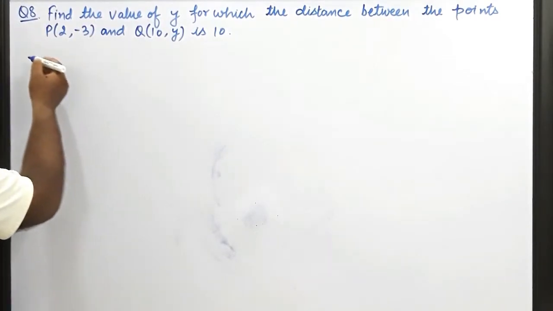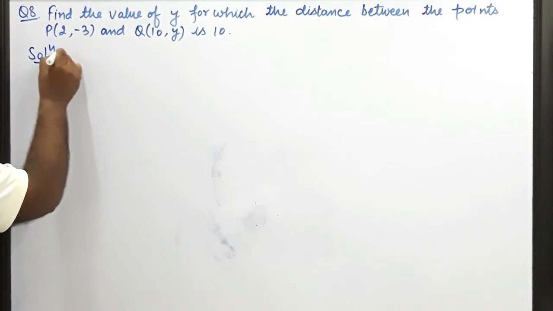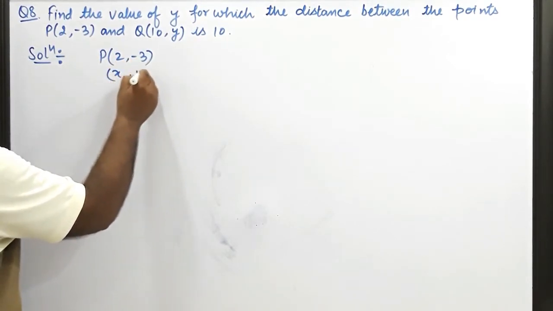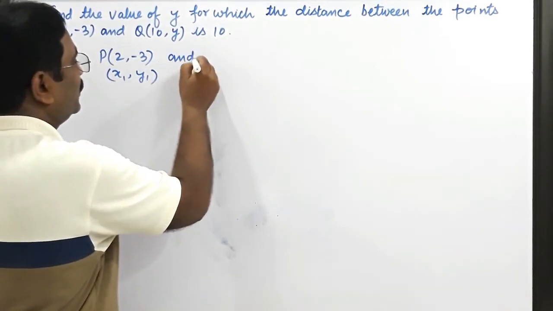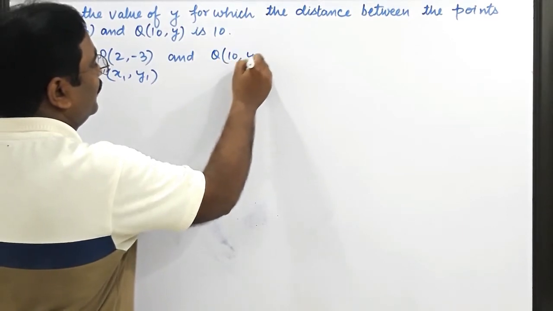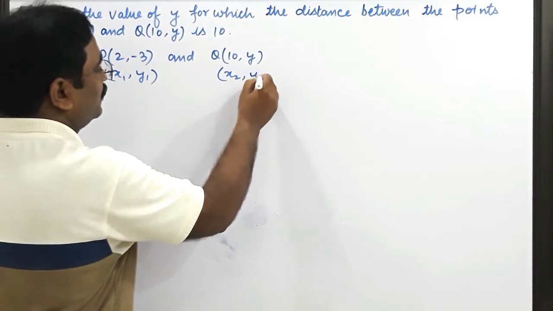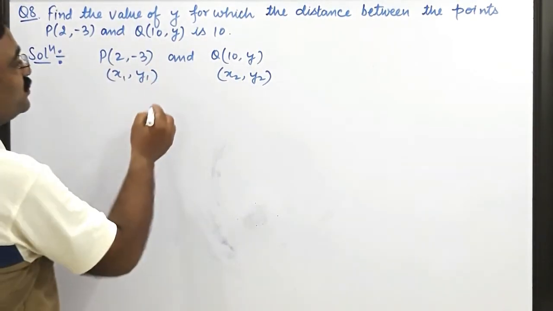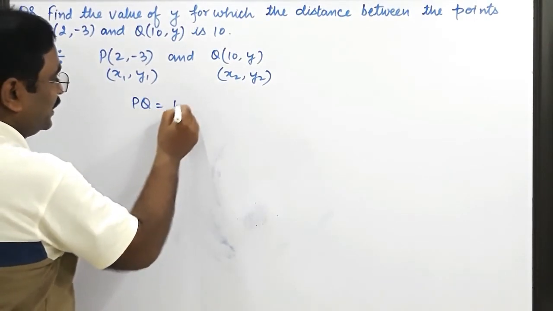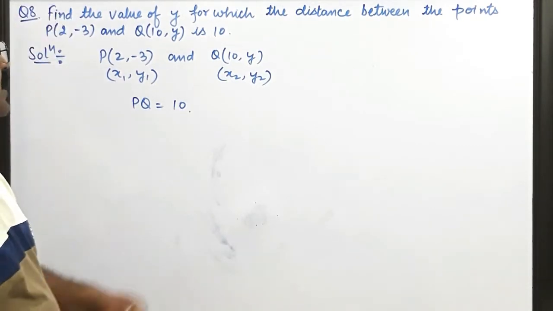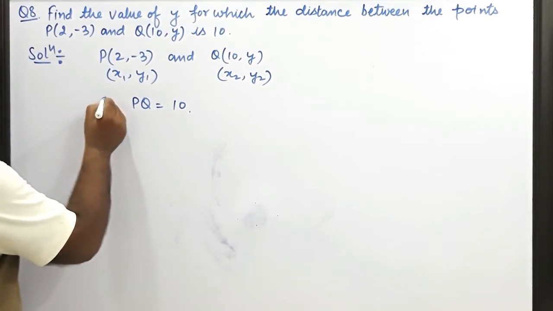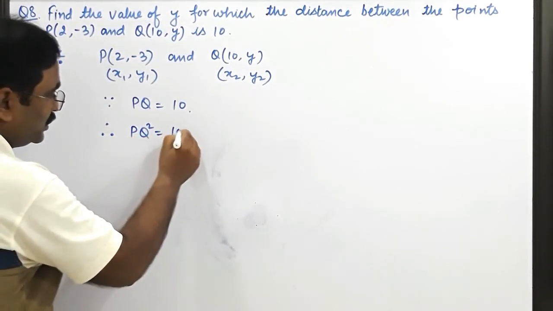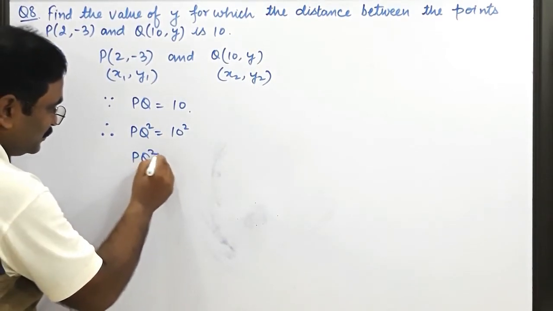this is the point P. Say this P is 2 comma minus 3, say this is x1 y1, and the coordinates of point Q are 10 y, say this is x2 comma y2. Now one more thing is given, what? The distance between these 2 points is 10. Therefore PQ is equals to 10 units. If PQ is 10 units, we have to find the value of this y. Since PQ is equals to 10, therefore PQ square is equals to 10 square. So you can say that PQ square is equals to 100.